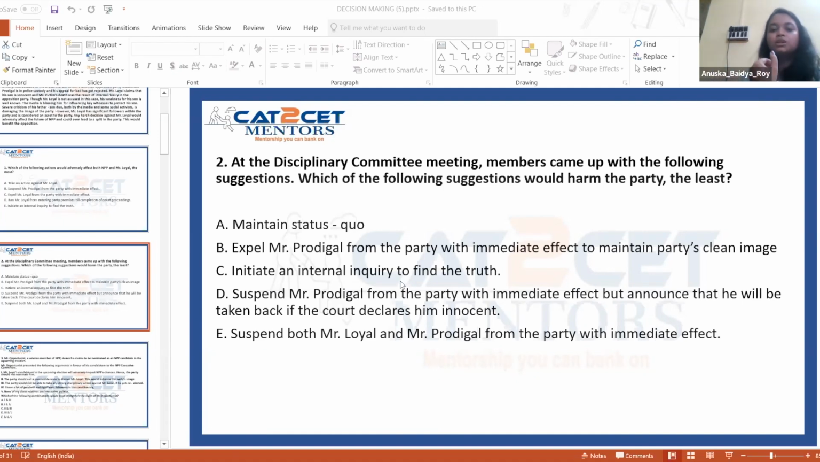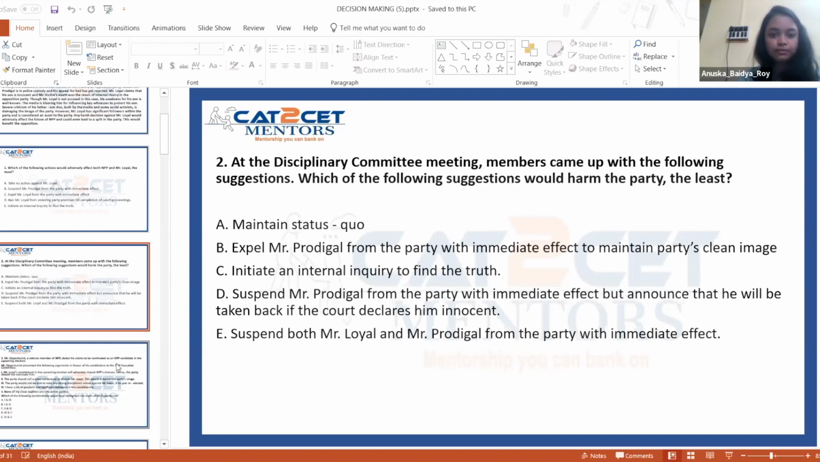Because if I'm initiating an internal inquiry to find the truth, then what will I do after that? That is not mentioned, and I cannot assume. Another very important thing: do not assume anything. Whatever is mentioned is like Bible. You have to judge based on whatever is mentioned. So initiate an internal inquiry to find the truth has nothing following it. What will be done after that? We cannot judge anything. We cannot say that it will harm the party. We cannot even say that it will not harm the party. The following action has not been stated. Right? Have you understood? Yes. It's an open-ended suggestion. Right. Okay. Shall we move to the next question?